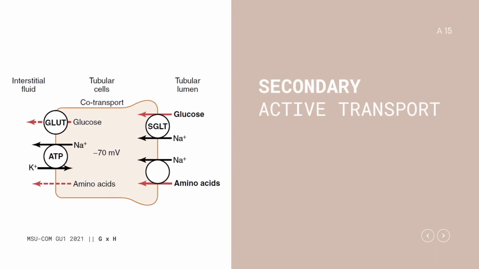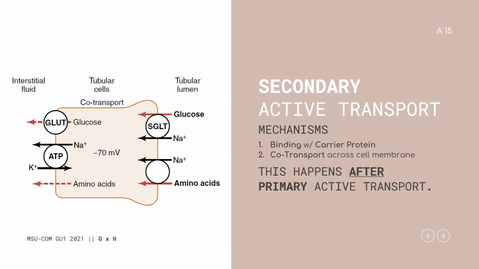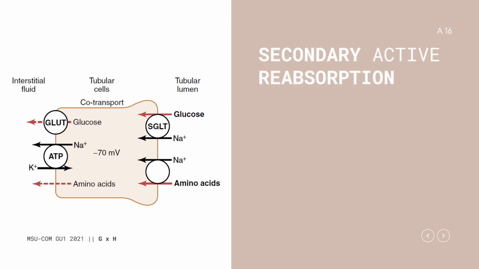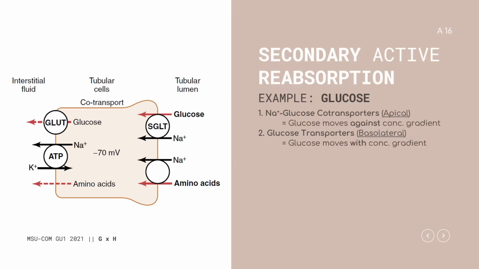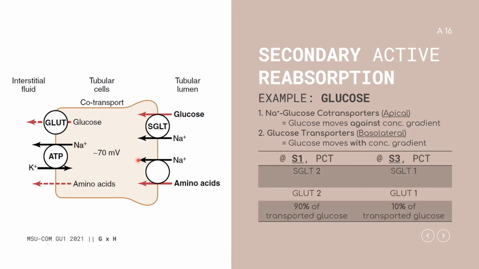In secondary active transport, on the other hand, two or more substances bind with a carrier protein and are transported together across the membrane. To make it sound easier, this happens after the events of primary active transport. A well-known example is glucose, which moves along with sodium after the latter goes inside the cell thanks to primary active transport. On the apical membrane of the PCT cells, there are sodium-glucose cotransporters, SGLT2 in the PCT's S1 segment, and SGLT1 in its S3 segment. The basolateral side, on the other hand, has glucose transporters, GLUT2 in the S1 segment and GLUT1 in the S3 segment.